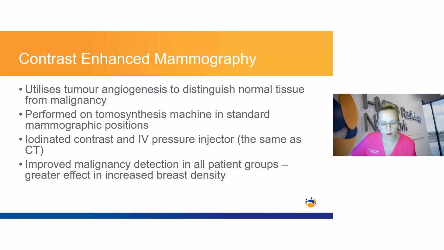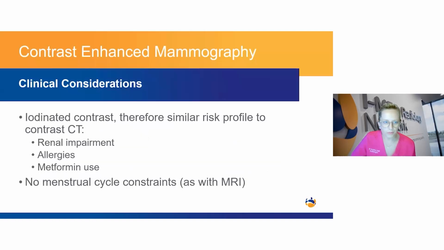We use standard mammographic positions for the basic acquisitions. We use iodinated contrast and an IV pressure injector, so exactly the same as CT from a procedural point of view. And we know that it's improving malignancy detection in all patient groups with a greater effect in increased breast density, which we'll look at some images in a moment. Studies keep coming out all the time, and it really is performing almost as well as MRI. There's a reason not to do it in everybody, and MRI still remains the gold standard, and we'll talk about that in the high-risk groups in a moment.